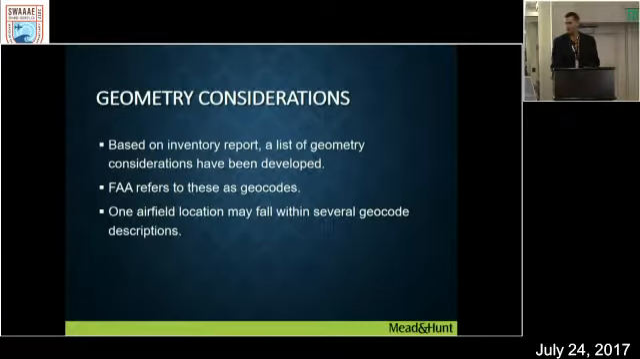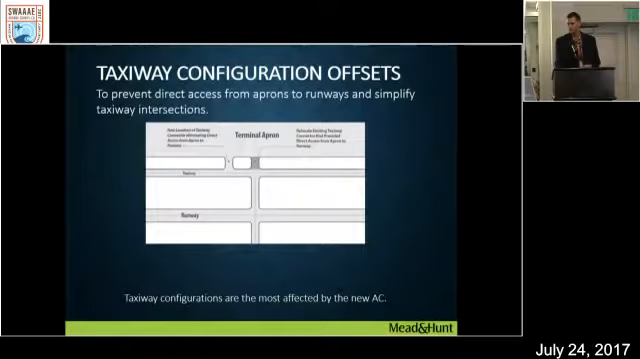Again, the geometry considerations are based in the report. There is a severity level from A through D based on the type of incursions and what those have resulted in. And then the FAA has a whole list of different, they're called geocodes. And I'll show you a few more examples on following slides. Any one area that is defined as a RIM project could fall into several of the various geocodes.